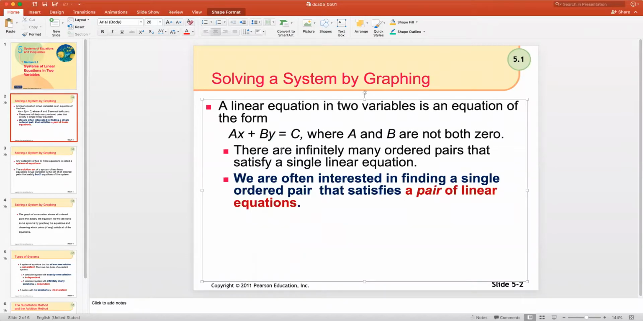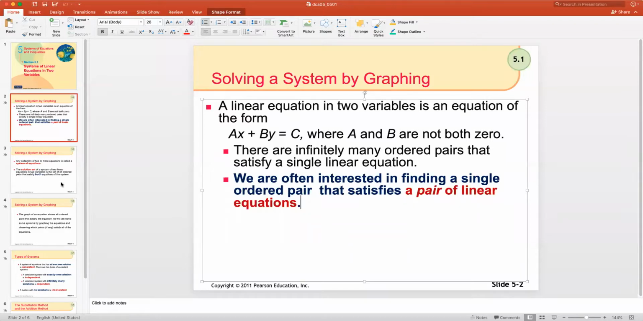Anyway, we are often interested in finding a single ordered pair that satisfies a pair of linear equations. So in section 5.1, we are interested in finding a single ordered pair, or the solution set in general, satisfying just two linear equations. Section 5.2 talks about systems containing three or four linear equations, but in section 5.1 we only study systems containing just two linear equations.